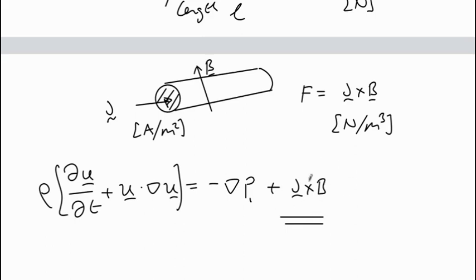The problem is that we have J and we have B, and we need to work out what these terms become, because now we need equations to determine what the currents and the magnetic fields are. They're vectors as well.